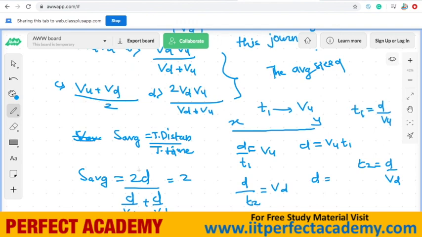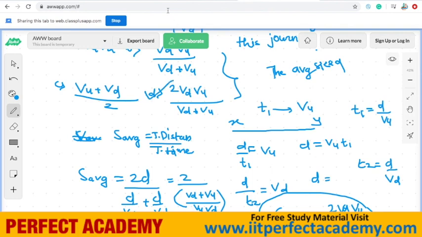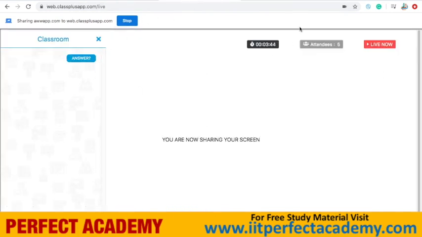So d I can take common and cancel. 2 divided by VD plus VU divided by VU VD. So S average is nothing but 2 VD VU divided by VD plus VU. So this is your answer. That is option D, I guess. So how many of you got option D?